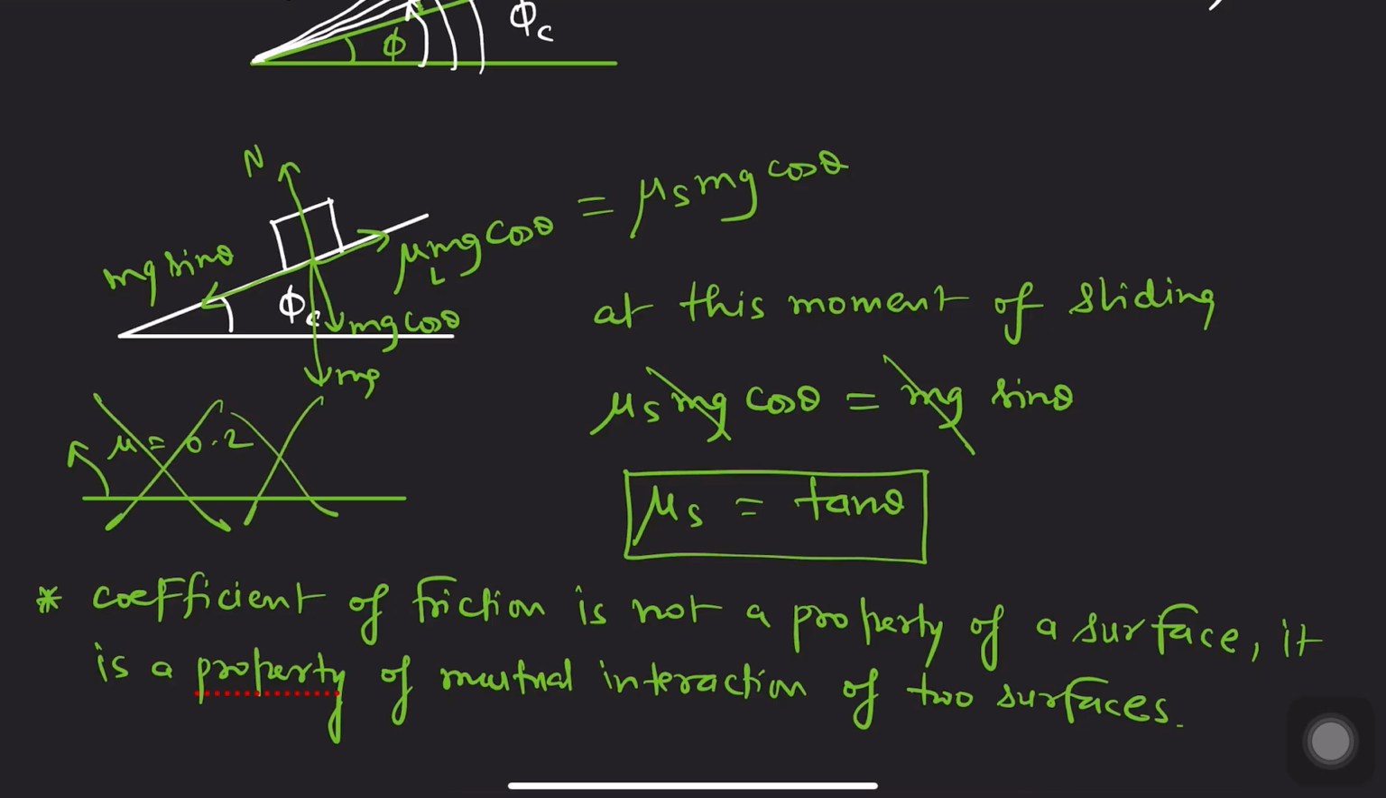This is wrong. Why? Because mu is never defined for a single surface or a single body. It is never defined, guys. Always remember this. Let me put this in red. It is never defined for a single surface or a single body. It is always defined for the mutual interaction of the two surfaces.